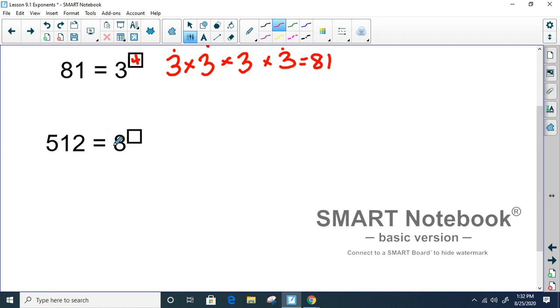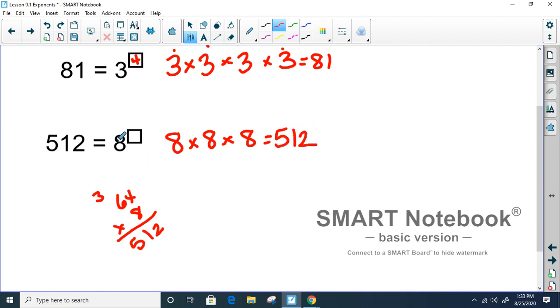And again, now I see that 8 is my base, so it's the number being repeated. So I know that 8 times 8 is 64, which is not big enough. So I'm going to do another one. I might need to do some scratch work. 64 times 8. 8 times 4 is 32. 6 times 8 is 48, plus 3 is 51. So 512 is my answer here. So I see that my base number 8 is being repeated 1, 2, 3 times.